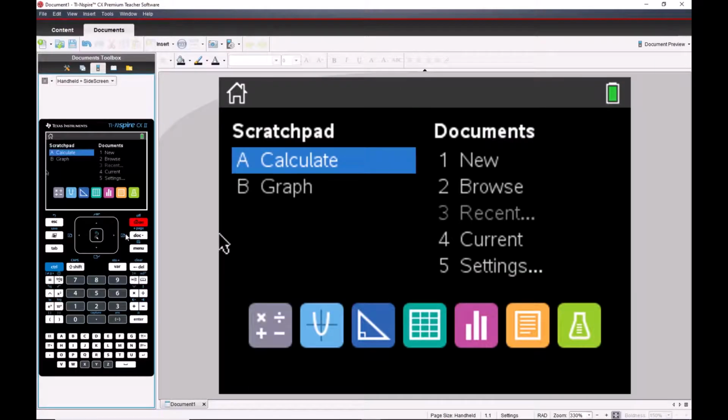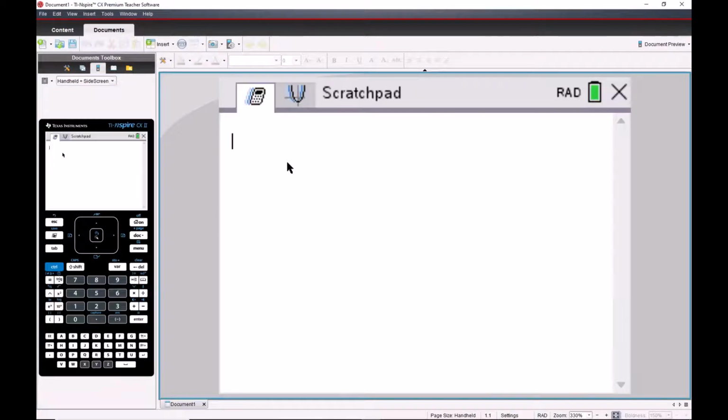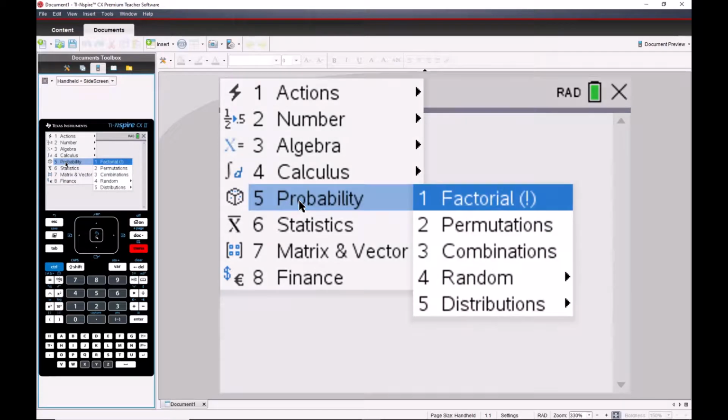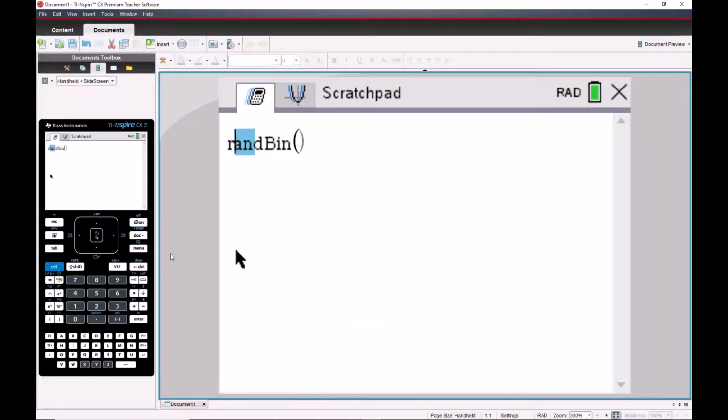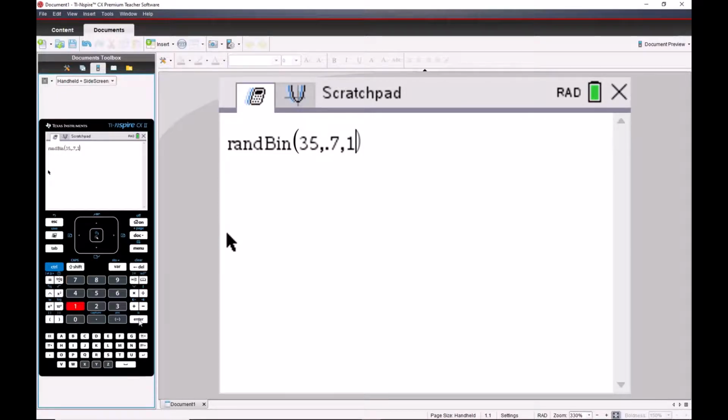You're on your home screen, so it's menu. Let's try going into a calculator page. So menu, probability, random, binomial. So it's 35, comma, 0.7, comma, 1, enter. And that's telling us 22 successes.